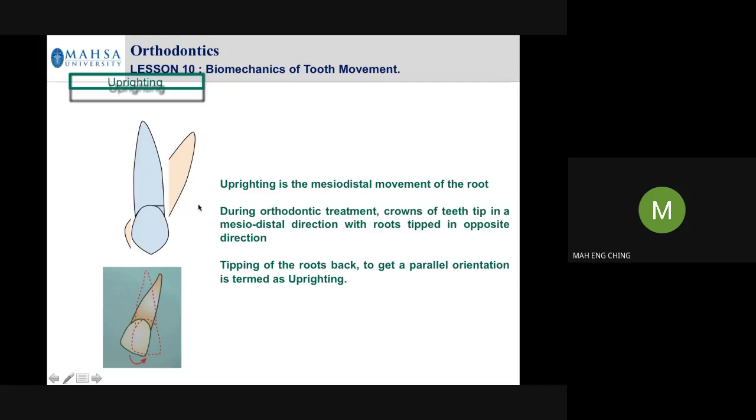So to make the roots parallel to each other, some research says they're more stable compared to roots which are not parallel to each other. So for orthodontic treatment, we're always trying to bring the roots parallel to each other. That may be more stable.